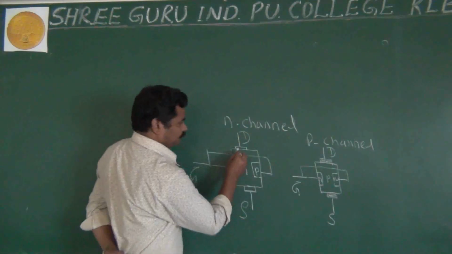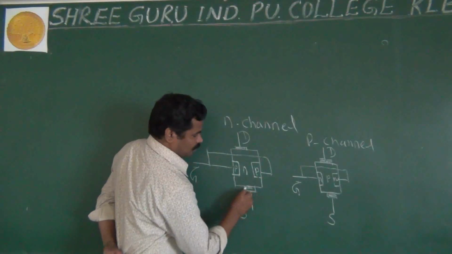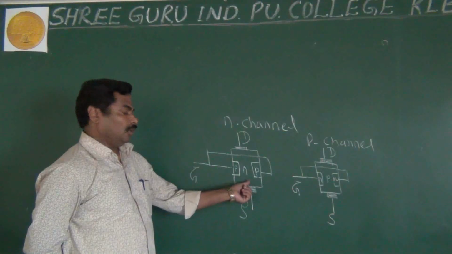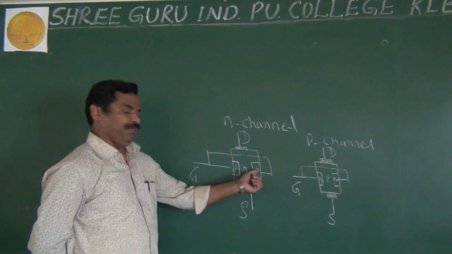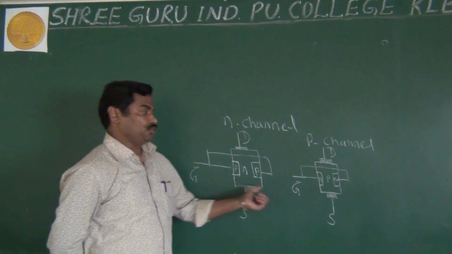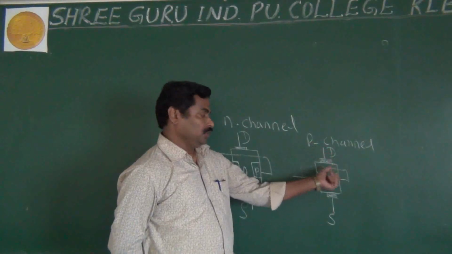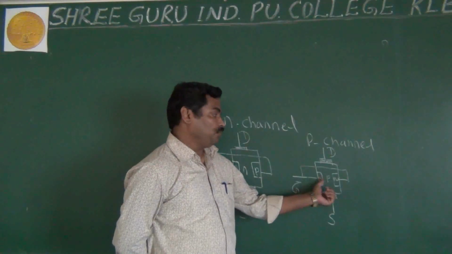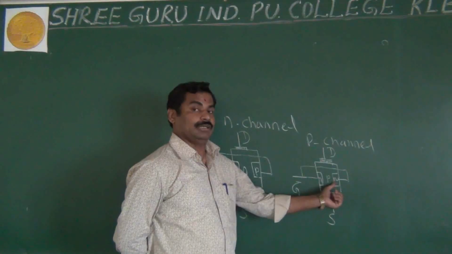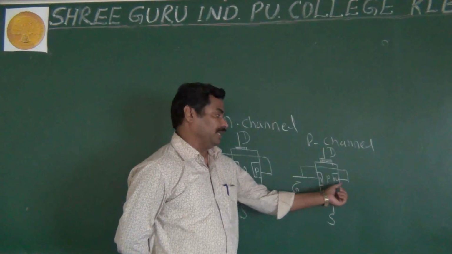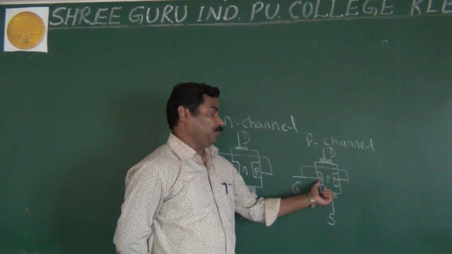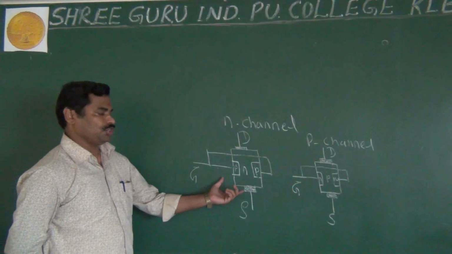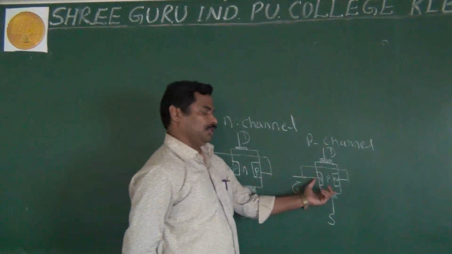Here, if it is N-channel, consider the N-type semiconductor bar; on the opposite sides, the two P-type semiconductors are diffused. In the same way, for P-channel, you take the P-type semiconductor bar, and on the opposite sides you diffuse the two N-type semiconductors. This is the construction of N-channel and P-channel.